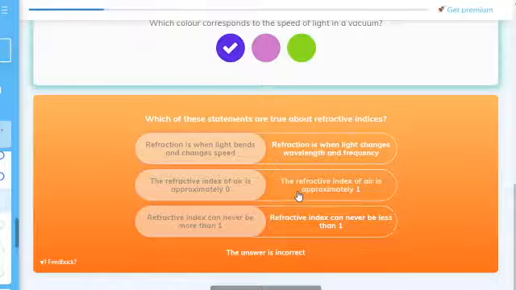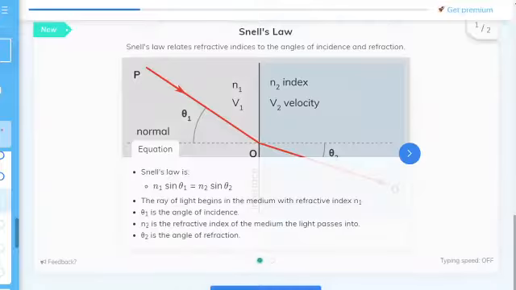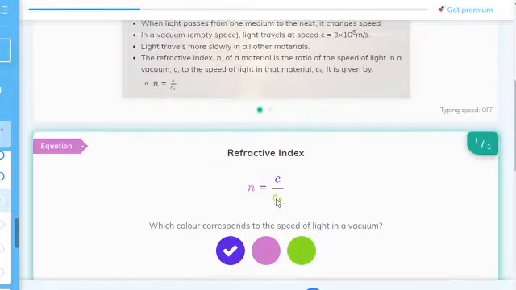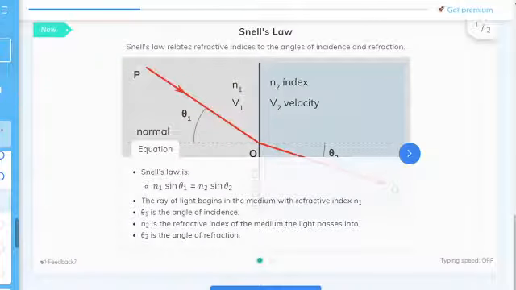Refractive index of air is approximately 1, and it can never be less than 1. I can explain that because it's simple maths. The speed of light in a vacuum is the fastest, and the speed in a material will always be slower, and any number divided by a number which is smaller than it will give a bigger number in return, or any decimal number, which this is.